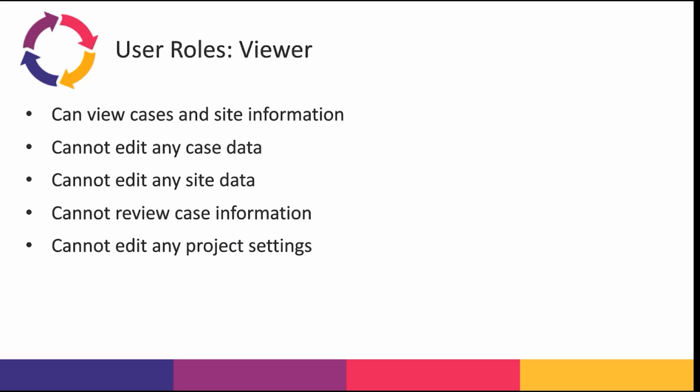Okay, so the first role we're going to look at is the role of a viewer. Here we have probably the lowest level of access. In this role, essentially what you'll be able to do is view cases and site information, so you can look through the project in Zeit. However, you're not given the option to edit case data or site data. You're not able to review any information related to cases, and you can't go into project settings.